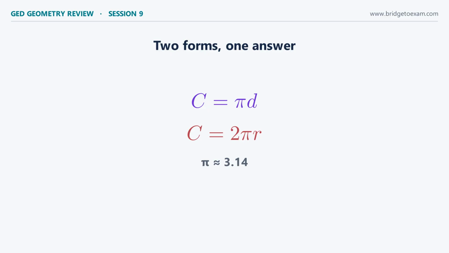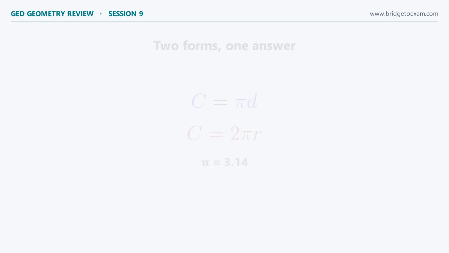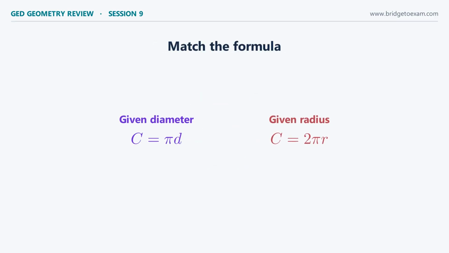Use 3.14 for pi. Pick the formula that matches what you are given. If the problem gives the diameter, pi times d is fastest. If it gives the radius, use 2 pi r. Both describe the same circle.